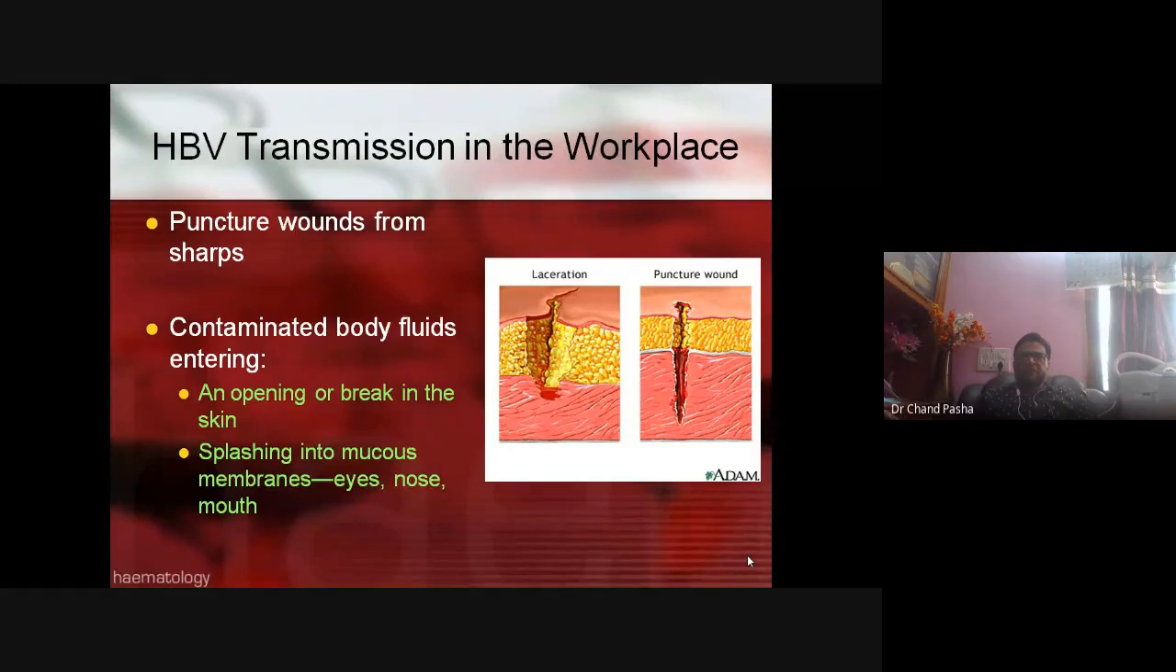Through the cut, through the bodily fluids, the virus enters the circulatory system, and then it reaches the liver. Even if it enters through the mucous membranes like the eyes, nose and mouth, it goes into the capillaries, and from the capillaries to the circulatory system, and from there to the liver, where it does its activity.